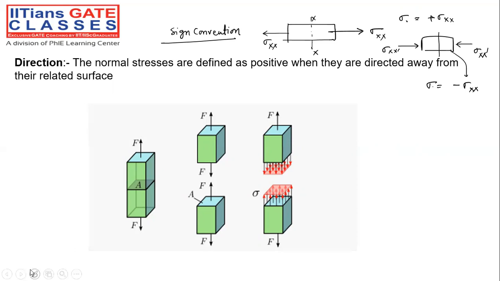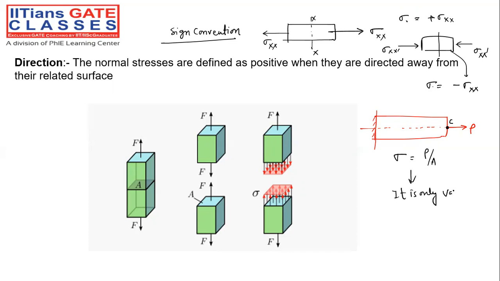Now, what about the distributions? Whenever a pure tensile load is applied exactly at the centroid, remember the formula we have discussed: if I find the centroid of this particular section and apply the force P exactly at the centroid, there will be normal stress P by area, but it is only valid when the load is acting exactly at the centroid, right?